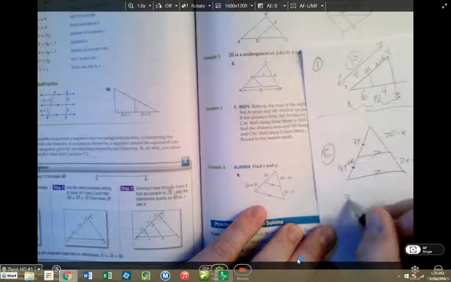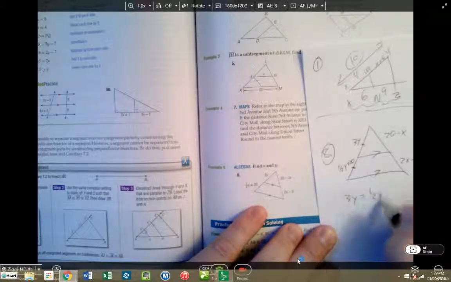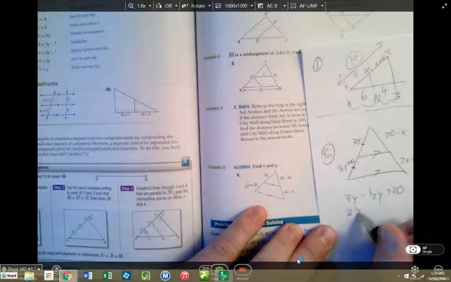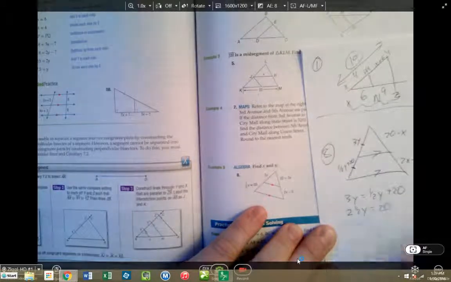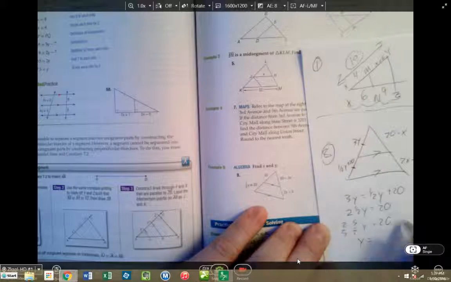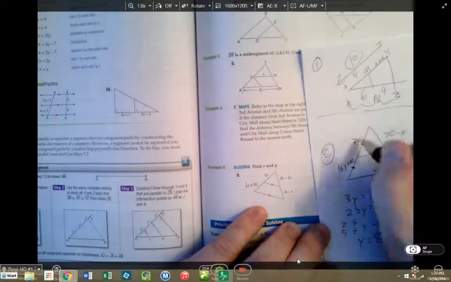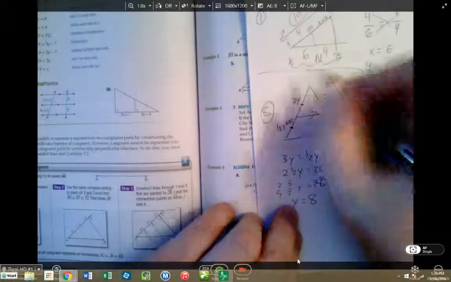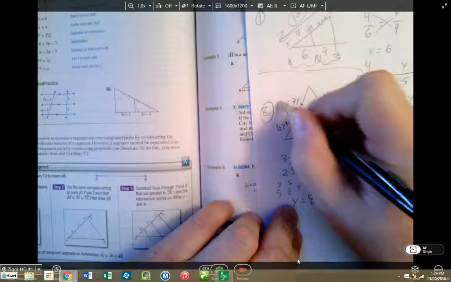So I can say 3y equals 1/2 y plus 20. And I'm going to subtract 1/2 y, and I get 2 and 1/2 y equals 20. And so that's going to be 5/2 y equals 20. Y equals, and let's do 2/5. 2/5, cancel 4, you get 8. So if y equals 8, that means I have this equals 24.